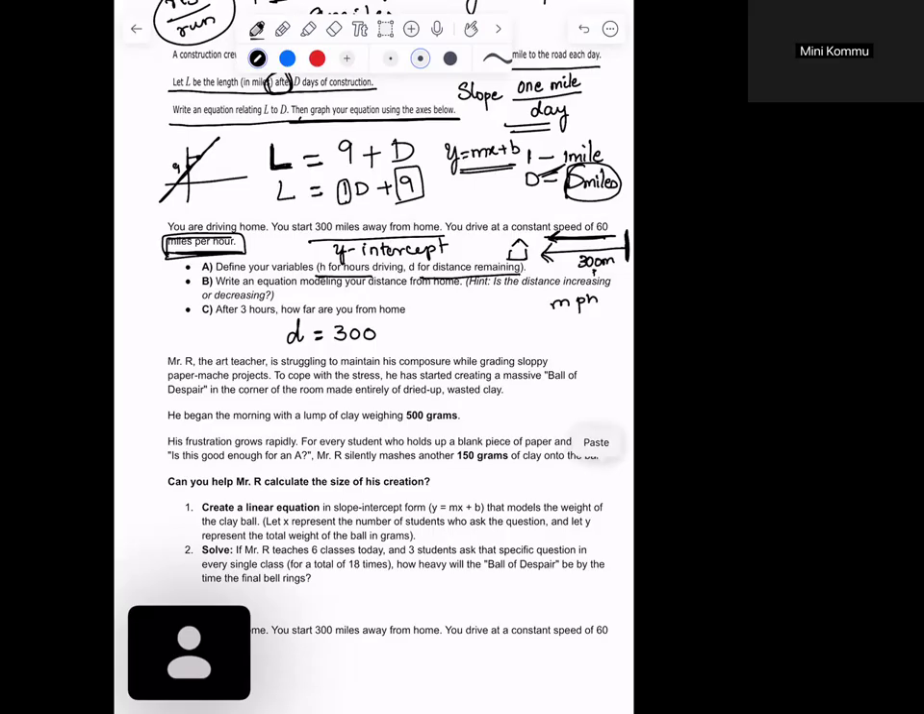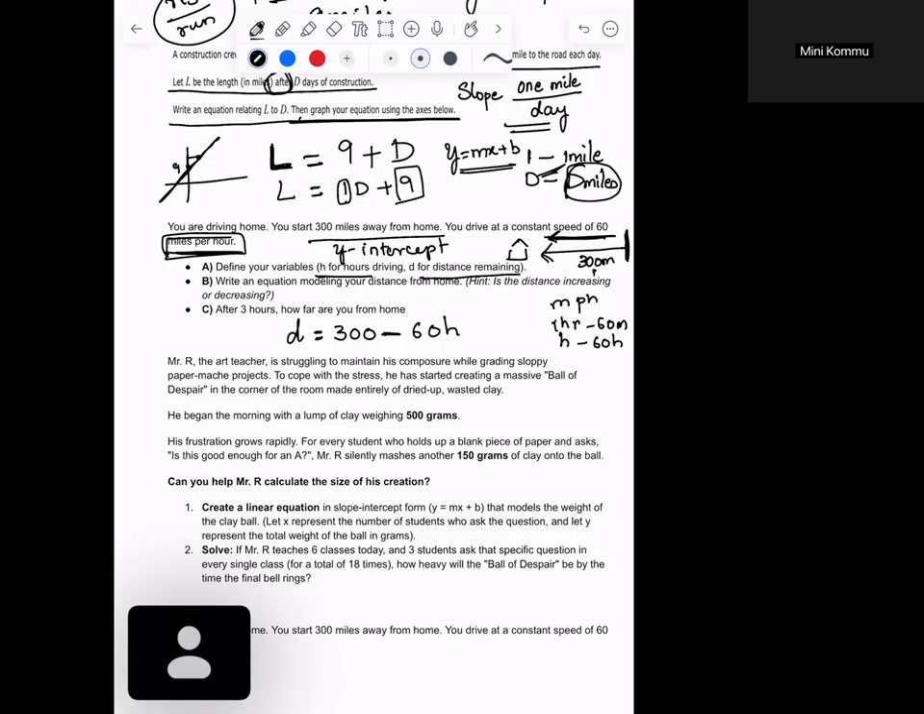So if I'm driving for h hours, for 1 hour, I'm driving 60 miles. For h hours, I'll be driving 60 times h miles, correct? So 300 minus 60 times h. Why am I saying minus over here? Because I'm driving towards my house, which means the distance is reducing, all right?